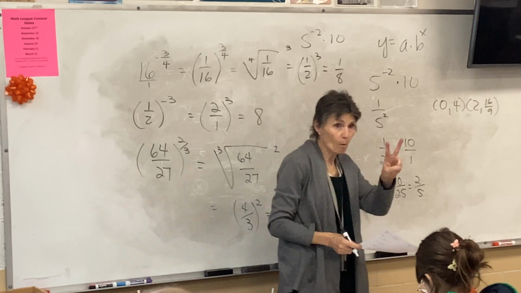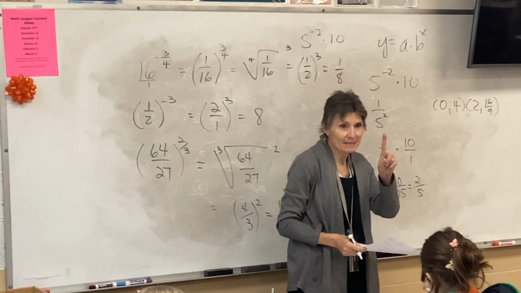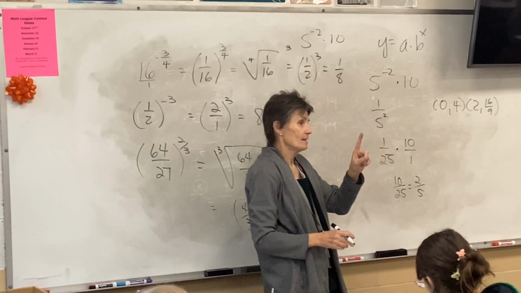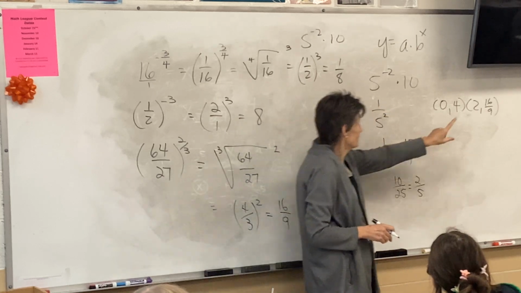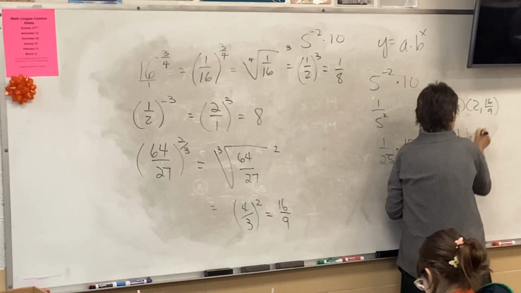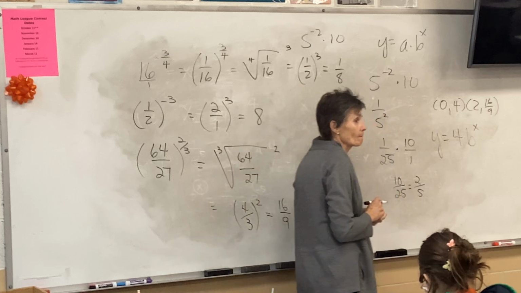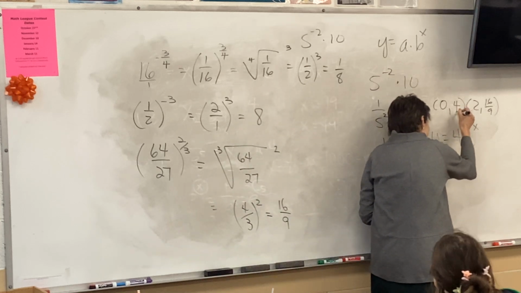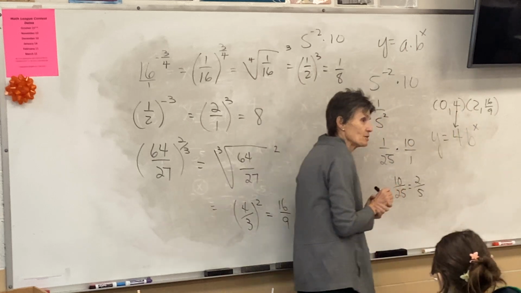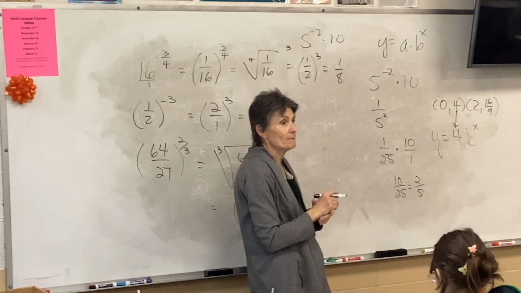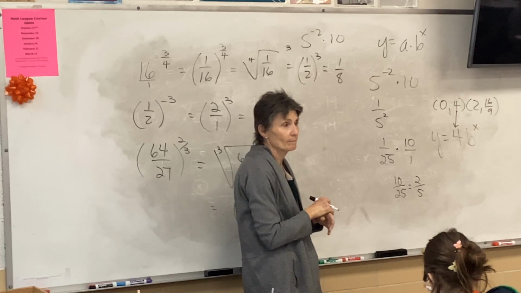Okay, 2-point problem. Everybody gets one of the points. Because what do we know automatically? A is 4. So Y equals 4B to the X. A is this guy right here, the one with the 0. That's your A. Now, how do I find B? That's going to take a little bit of work.